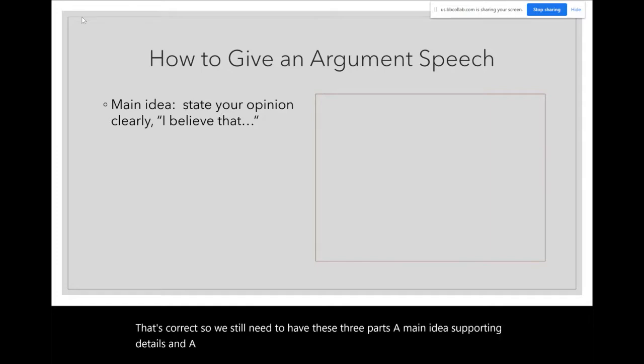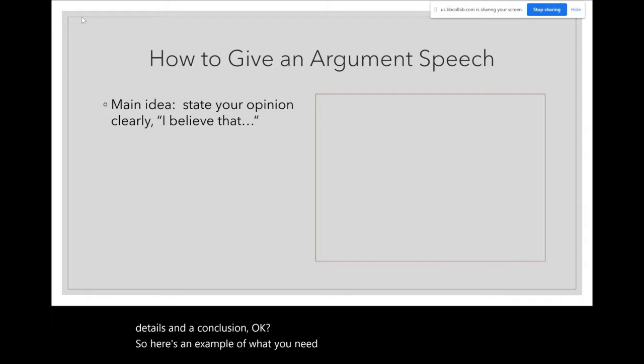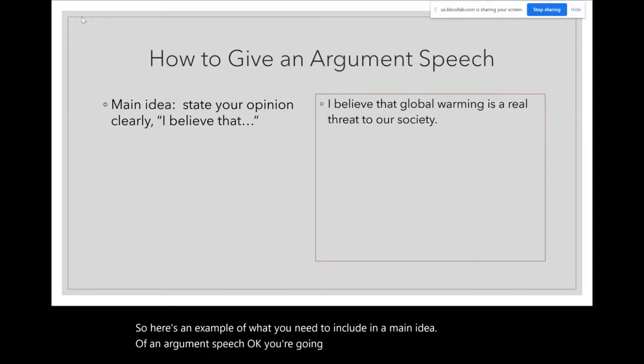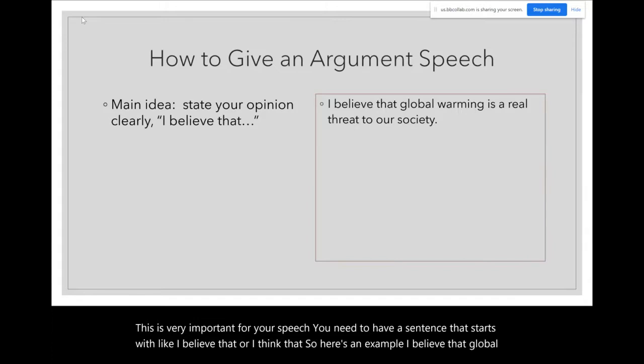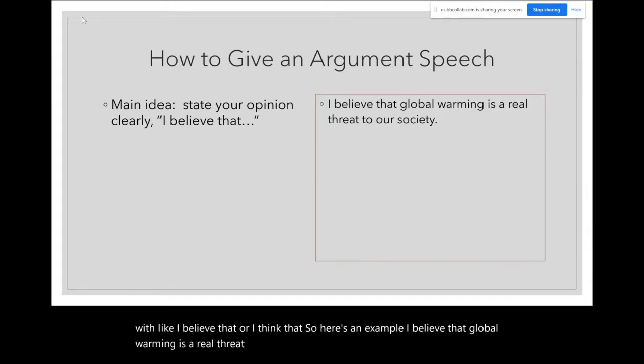Okay? So here's an example of what you need to include in a main idea of an argument speech. You're going to state your opinion clearly. This is very important for your speech. You need to have a sentence that starts with like, I believe that, or I think that. So here's an example. I believe that global warming is a real threat to our society.